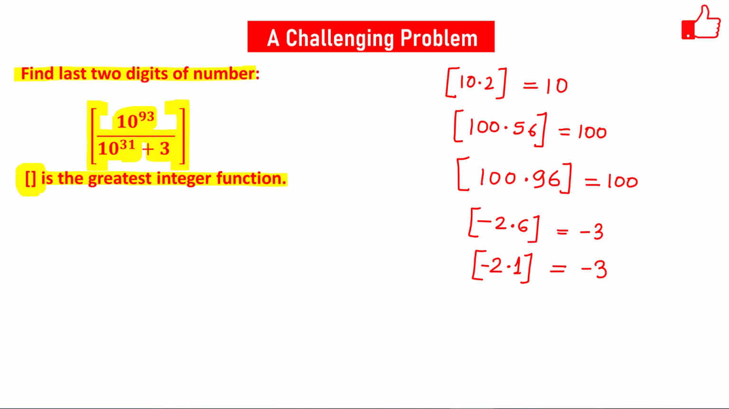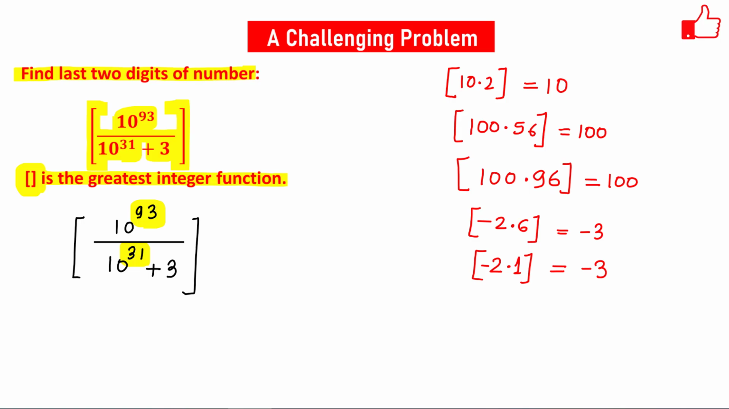I will not go into the details of the greatest integer function in this video, and with this reference I will try to solve this problem. So the problem is you have to find the last two digits of this number, 10 raised to the power 93 divided by 10 raised to the power 31 plus 3. Now you can notice one thing, this 93 is basically 3 times 31. So this gives me a hint that I can make a substitution.